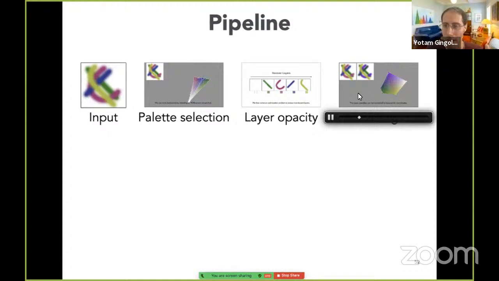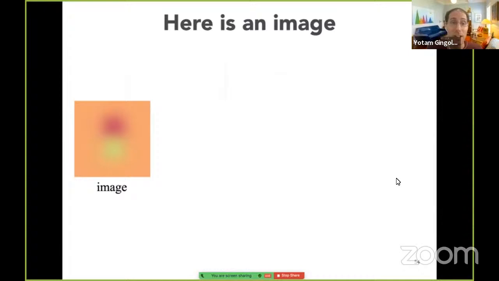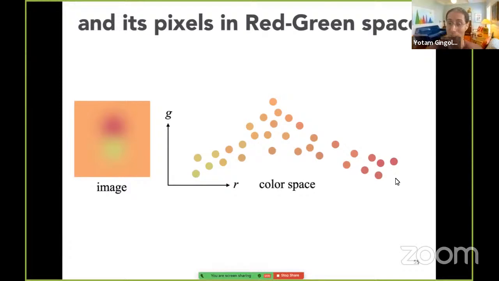So palette selection. Here's an image, and in this image, I very carefully did not include any blue. So now we can think of a 2D color space, which is just red and green because there's no blue. And if we take, this is an illustration, by the way, this is not exactly the pixels on the left, this is an illustration.